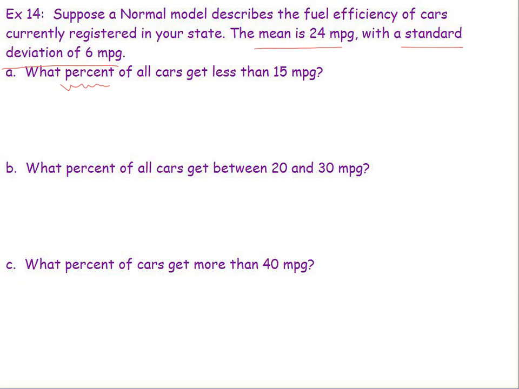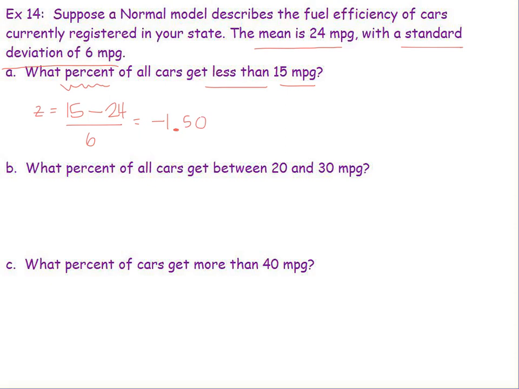So we have X, we eventually want to find the percent. So with X, we convert it to a Z-score. So we're trying to find what percent of all cars get less than 15 miles per gallon. So let's find our Z-score. Our X is 15 minus our mean is 24 divided by our standard deviation is 6. Subtract, divide by 6, round if necessary, but I get a nice pretty negative 1.5. Now, if you want a second decimal, that would be a 0.